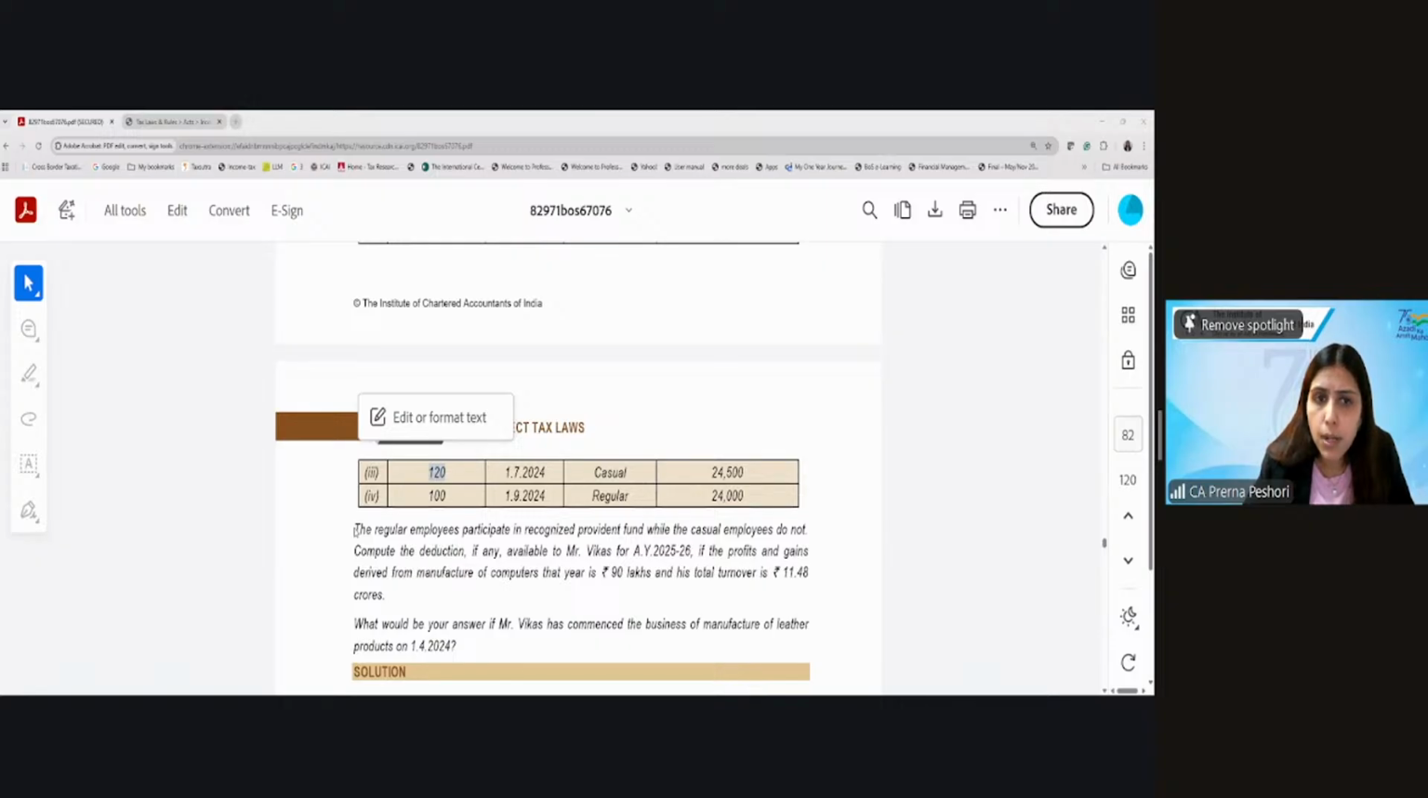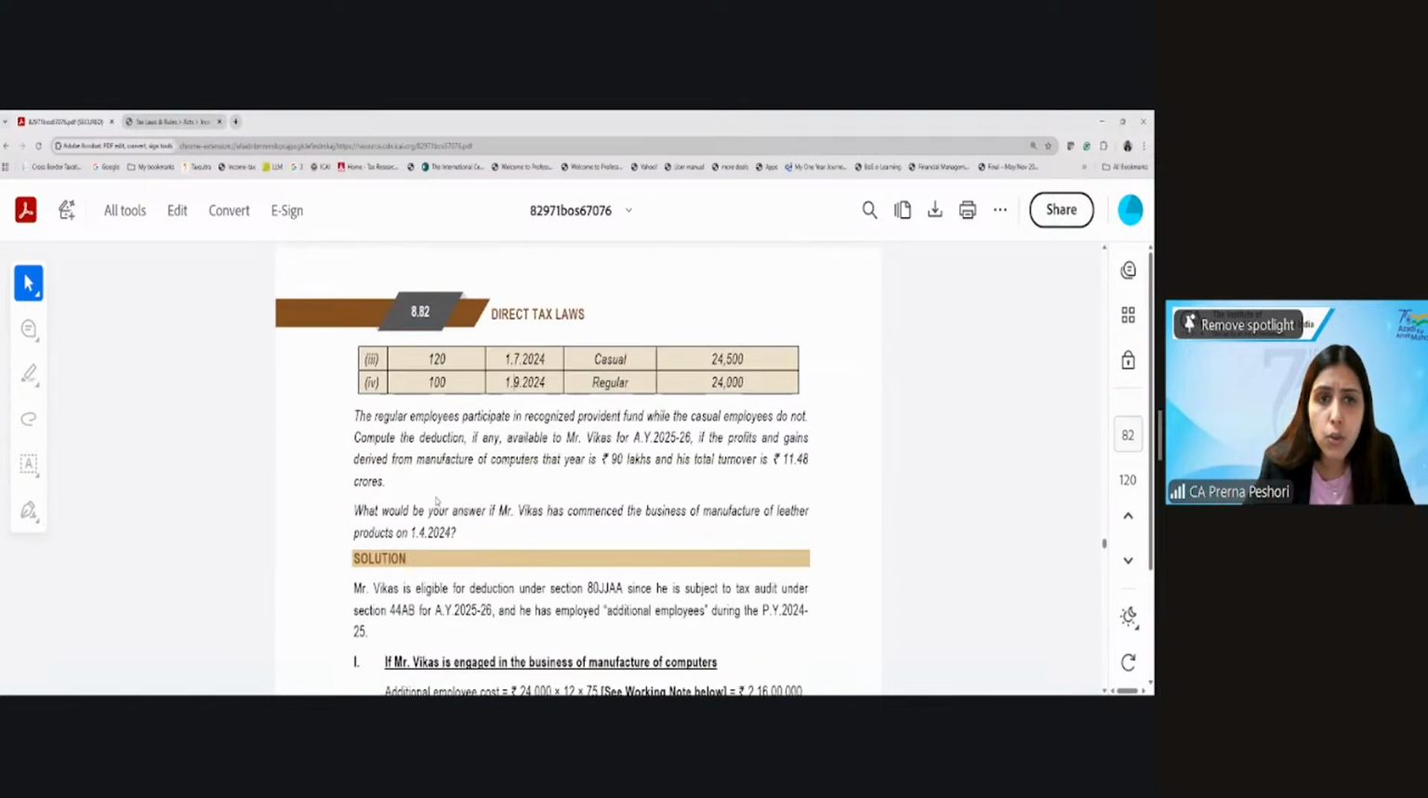So if he is into normal business, this is less than 240 days, not allowed. But if he is into the manufacturing of leather, then it is more than 150 days. So then these 100 employees will also be considered, right? If he is into the normal business, then you will allow this in the next year. For these 24,000 salary, you will allow it in the next year if these employees remain for more than 240 days in the next year. Fine.